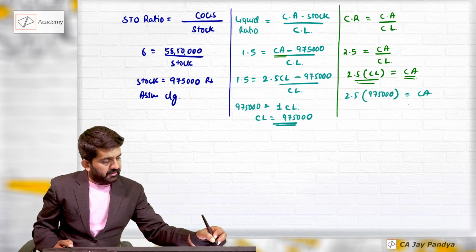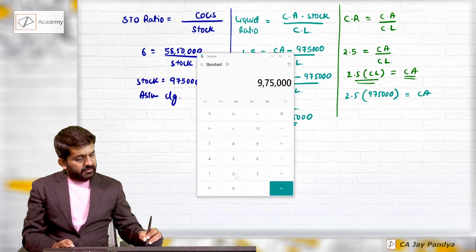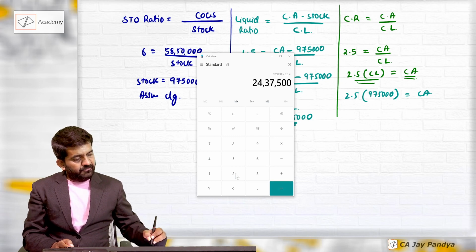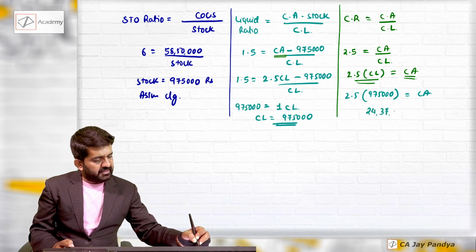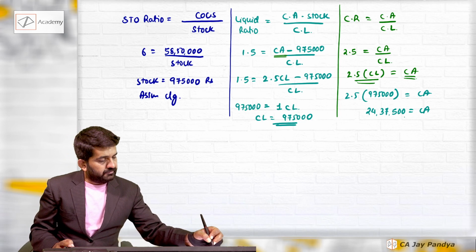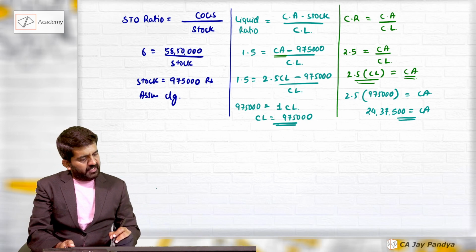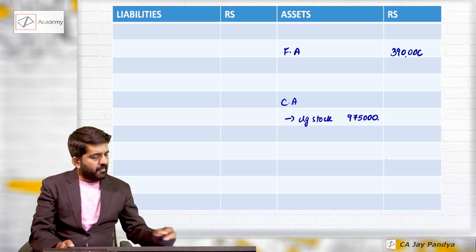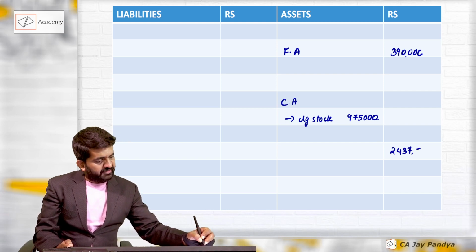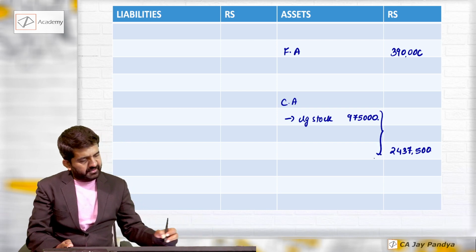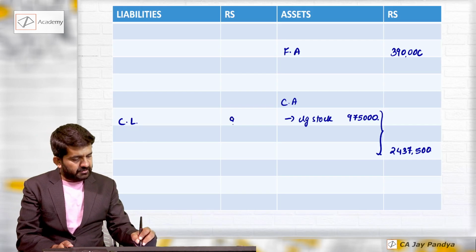2.5 into 9,75,000 will be current assets. 9,75,000 into 2.5, 24,37,500, will be nothing but current assets. Current asset 24,37,500 will be total of current assets. Current liability 9,75,000.